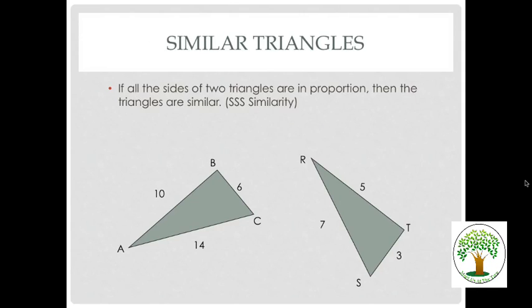All right, the third one. The third way to show that two triangles are similar has nothing to do with angles on this one. It only has to do with sides. If all the sides of two triangles are proportional, then the triangles are similar. If only one of them doesn't match, then you're out.